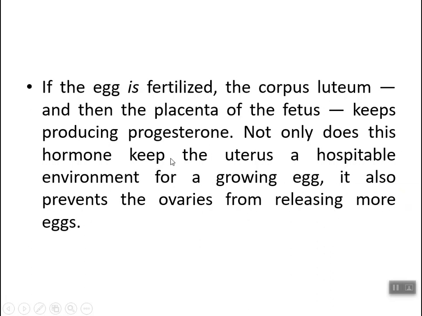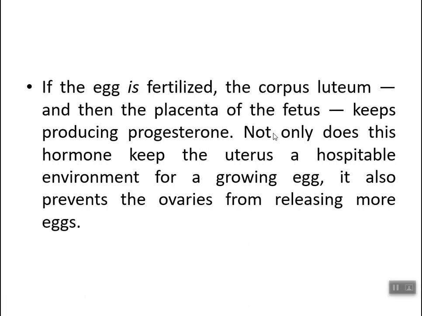So if there is continuous production of progesterone, the formation of a mature Graafian follicle will be stopped. So there is no ovarian production or release of ovum during this period. You must have seen that women who are pregnant have amenorrhea for 9 months. This is the reason: the progesterone hormone stops the release of the ovum from the ovaries.